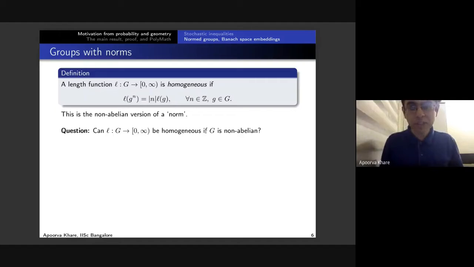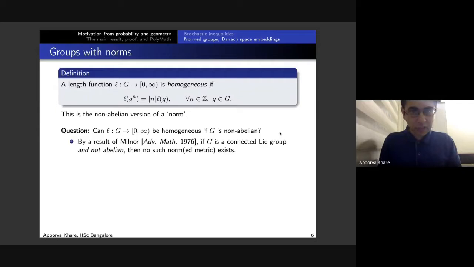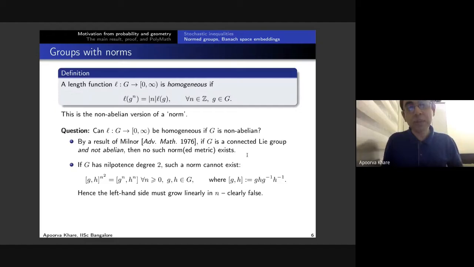There is a result of Milnor, in a paper that is apparently very famous. I am not a geometer, so I really didn't know about it, but somebody told me. If g is a connected Lie group and g is not abelian, then no such metric exists. No such norm exists, so this homogeneous length function cannot exist. So at least in some special class, you have a negative result. Here is another calculation. If g is a nilpotent group of nilpotence degree 2, then such a norm cannot exist. And here is a very simple reason why.